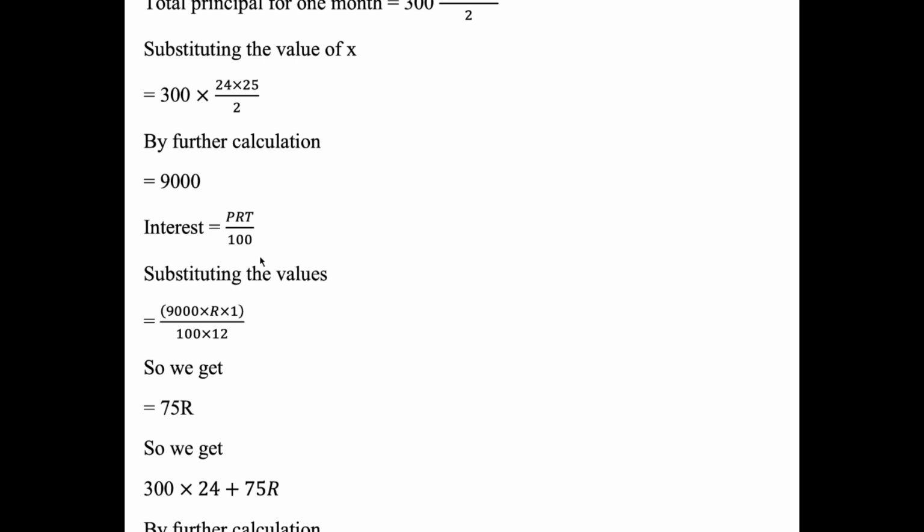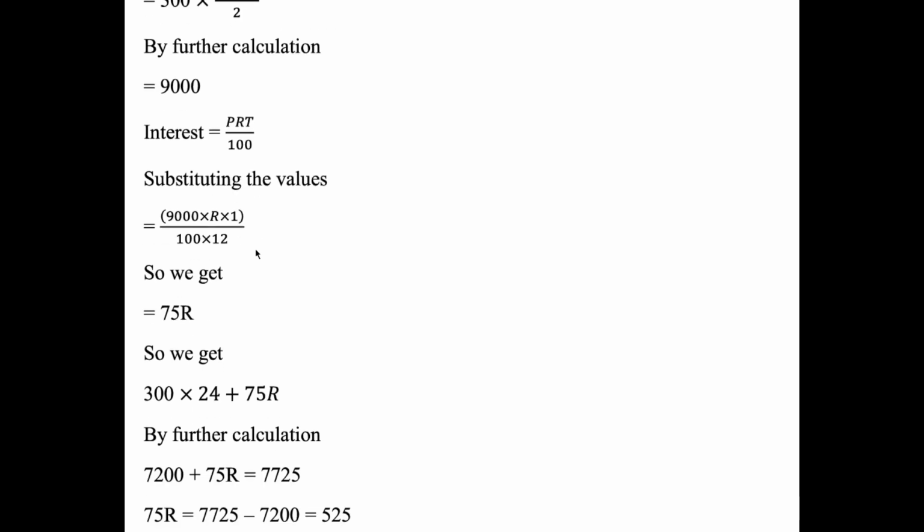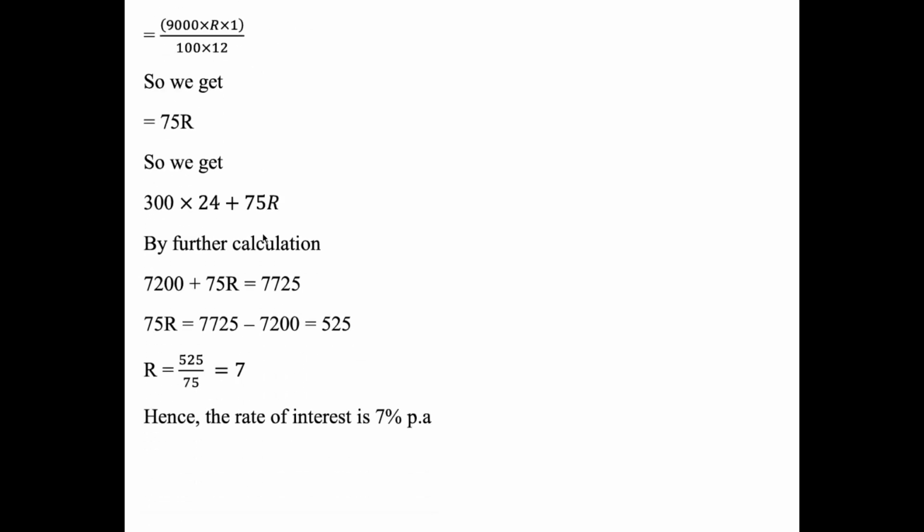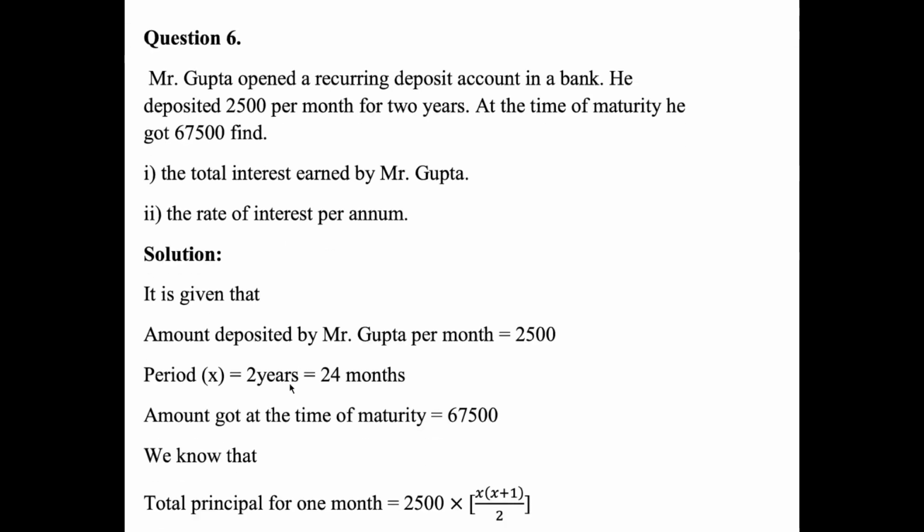Now put the same formula PRT by 100. As you know that this is the formula to calculate the simple interest, and put the values and you will get R is equal to 7. So rate of interest will be the 7%. Come to the next problem.